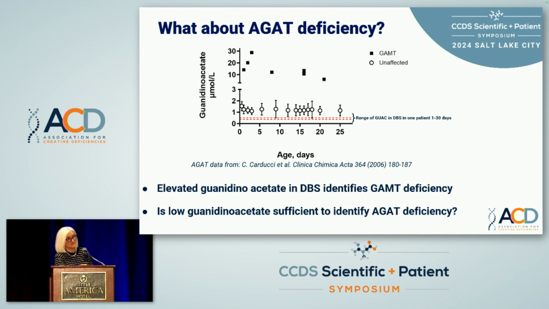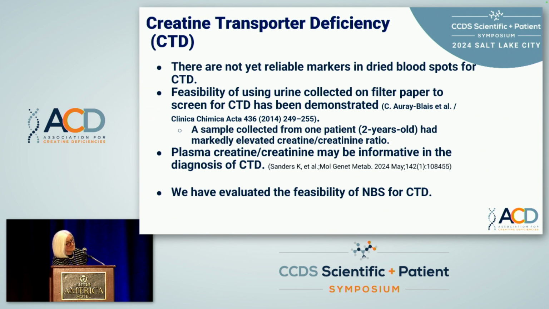The red dashed lines represent the range of guanidino acetate that has been measured in blood spots of only one patient over 1 month of life. So there were 3 or 4 measurements done, and so it's low, it's lower, but there is some overlap. So we definitely need more data and possibly an additional marker or a second-tier test to better identify this patient. Now let's talk about creatine transporter deficiency.